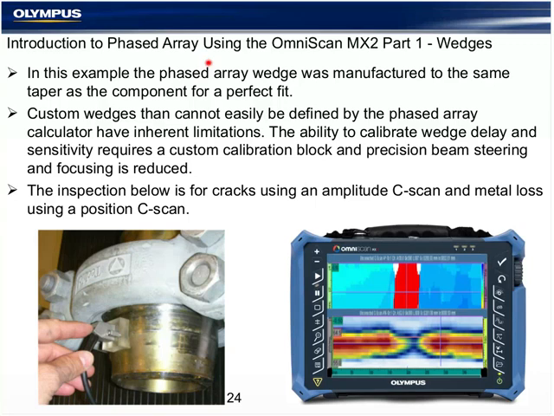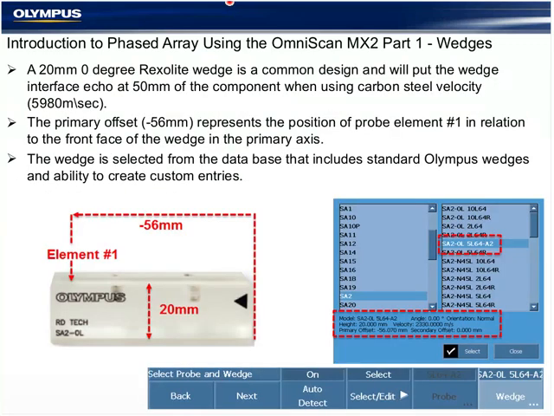The wedges are also designed to be custom made. In this case, the wedge was machined to meet the same contour as the component. Looking across the component, we can see both a position C-scan for where we see wear or erosion or metal loss, and an amplitude-based C-scan. Both useful tools we'll learn more about when we get to the applications portion.